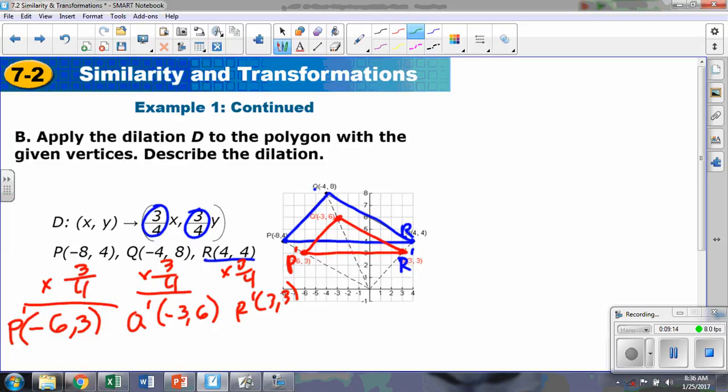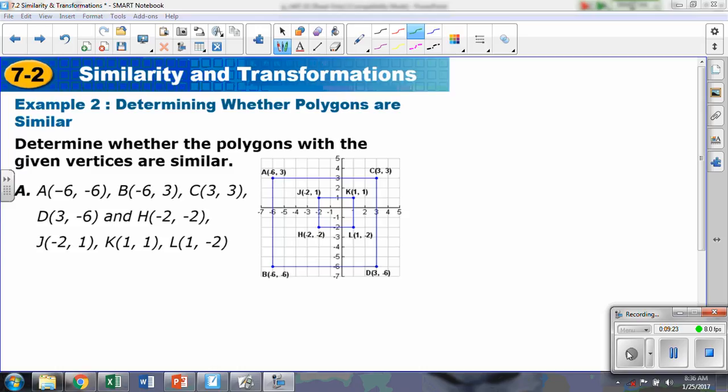We're done. Being able to draw the image of a dilation is one of the skills that you need to have. Of greater importance, because we're focusing on similarity for our entire unit, the more important ones are here. Are these things similar? Yes or no? If the answer is yes, you have to be able to describe how you go from your pre-image to the image.